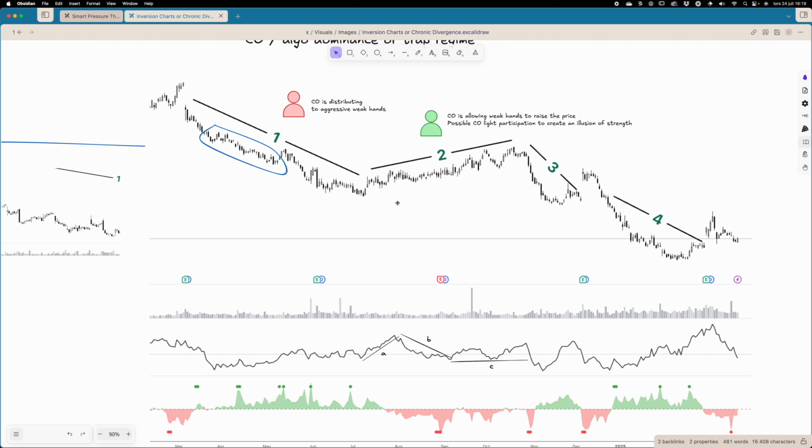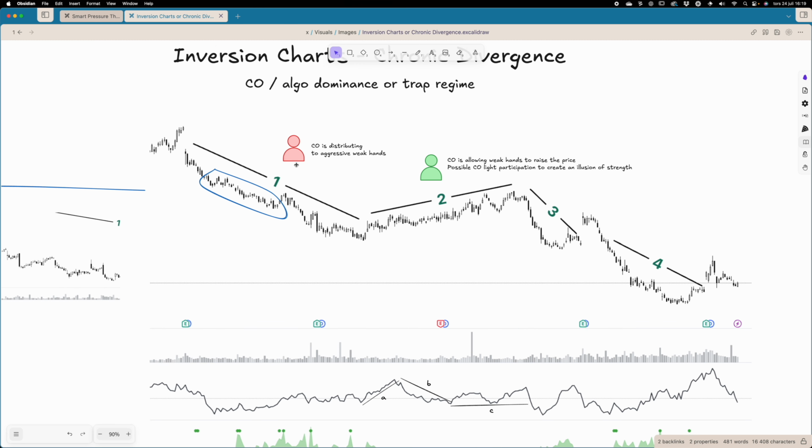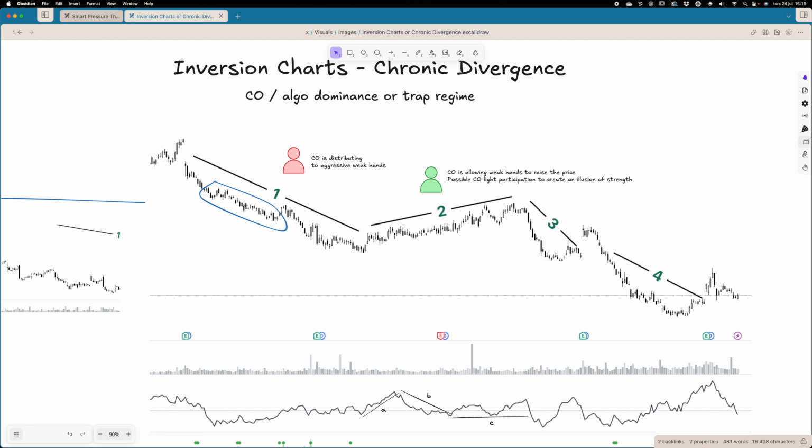The interesting part about all of this is that when you see these chronic divergences, these inversion charts, it's quite a sad thing actually, because it means that all the weak hands are always on the wrong side. As soon as the CEO decides price will go up, it goes up, and when they decide it's time to go down again, it will just go down.